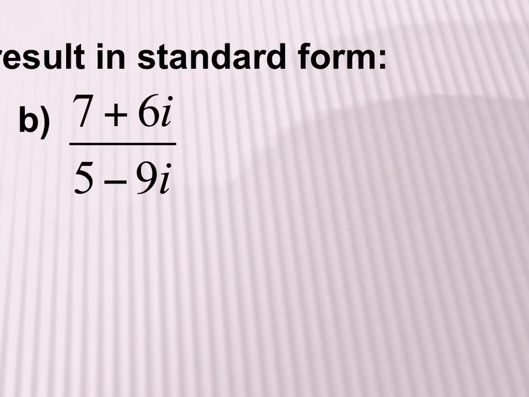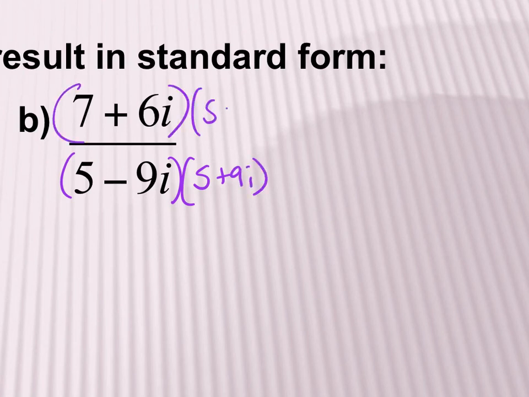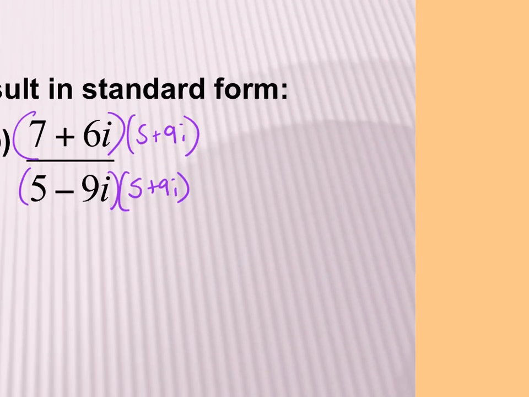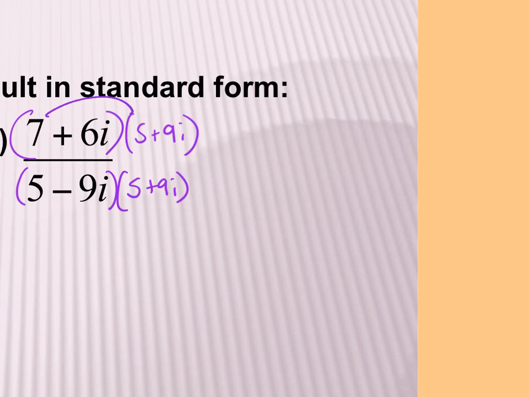My denominator is 5 minus 9i. So what am I going to multiply by? Close. You just lost the 5. 5 plus 9i. So when it's just a single root, I don't have to worry about the a. But if it's an a and a b, I have to worry about both. So in the numerator, I have to FOIL this out. There's no shortcut here. 35 plus 63i plus 30i plus 54i squared.